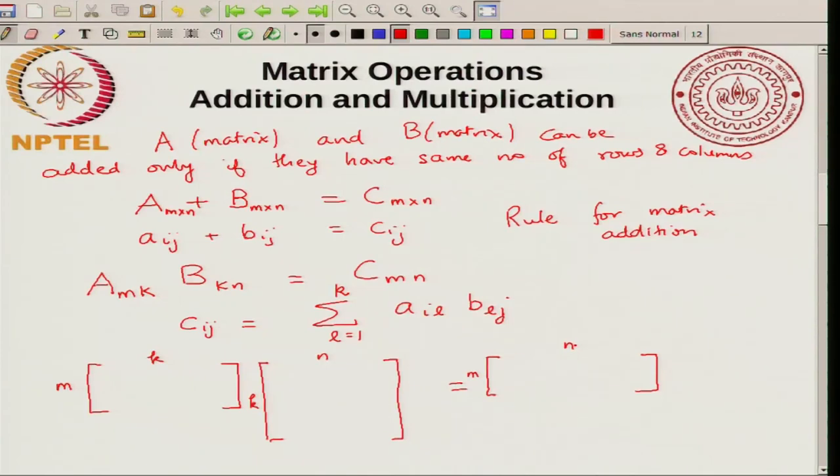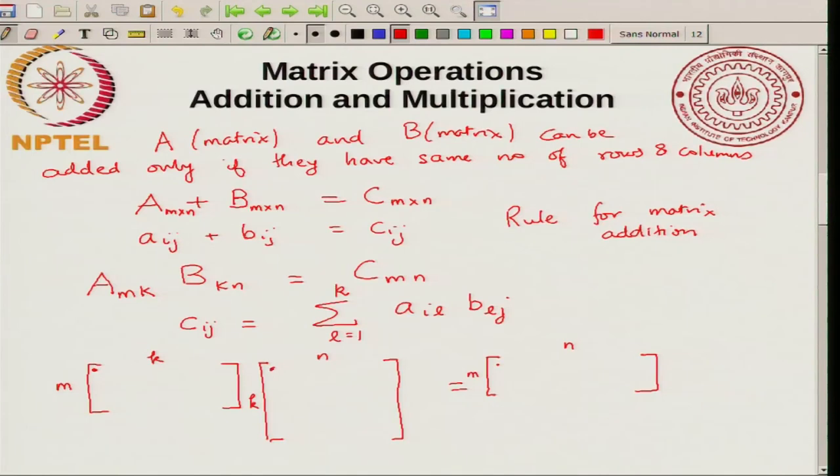The way you get it is you take the elements of the row and multiply them by the elements of the column. Suppose I want to find the first element of this matrix. Then I have to take the elements of the first row and the first column and multiply them first.